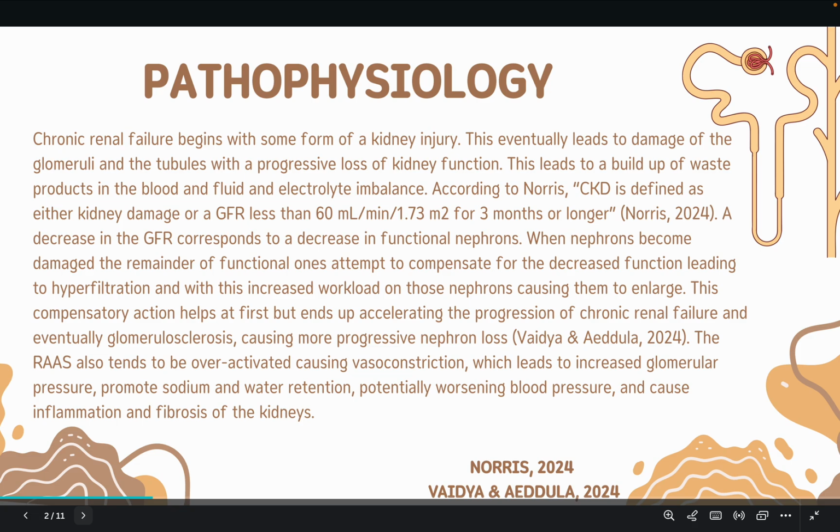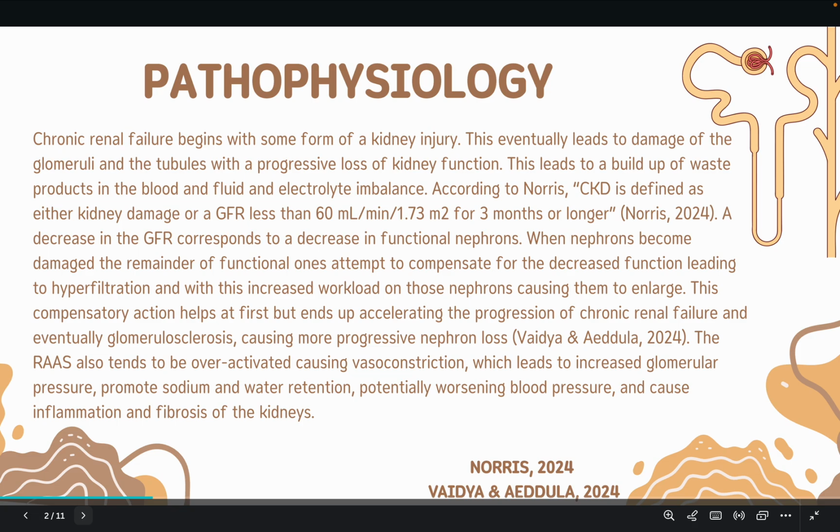Since the glomeruli are the filtering units of the kidneys and help remove waste, this leads to a buildup of waste products in the blood, as well as fluid and electrolyte imbalance. According to Norris, from the pathophysiology textbook, chronic kidney disease is defined as either kidney damage or a GFR, which is the glomerular filtration rate, less than 60 for 3 months or longer. A decrease in the GFR directly corresponds to a decrease in functional nephrons.